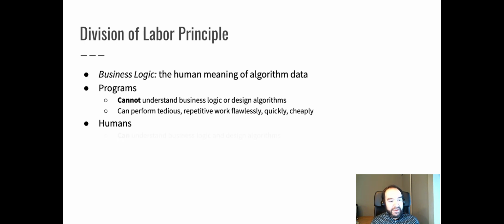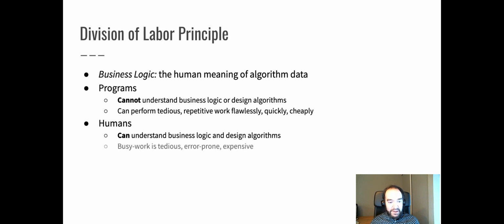Humans are kind of the flip side of that. They can understand business logic, like how to put three integers together to make a date, and they can design algorithms. However, for a human, that kind of busy work, like going through maybeInt and changing all the ints to string, is tedious, error prone, and expensive. If you're paying a software developer to do that work, you're spending a lot of money on it.